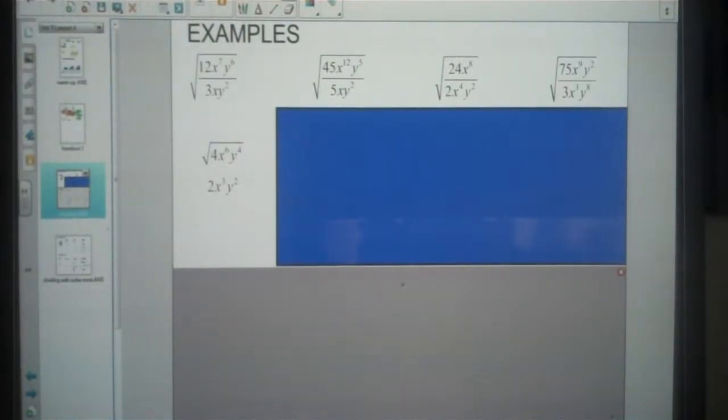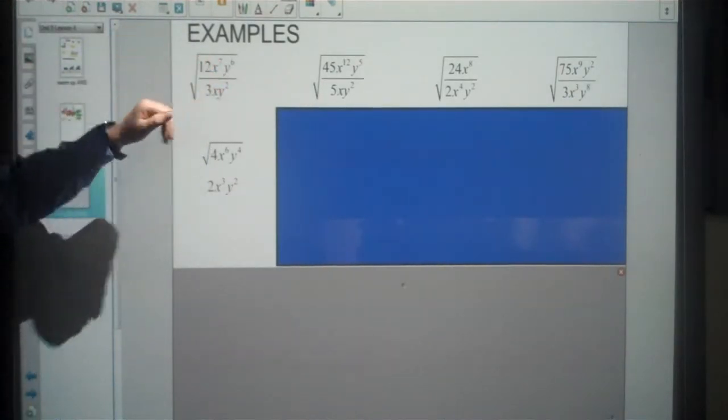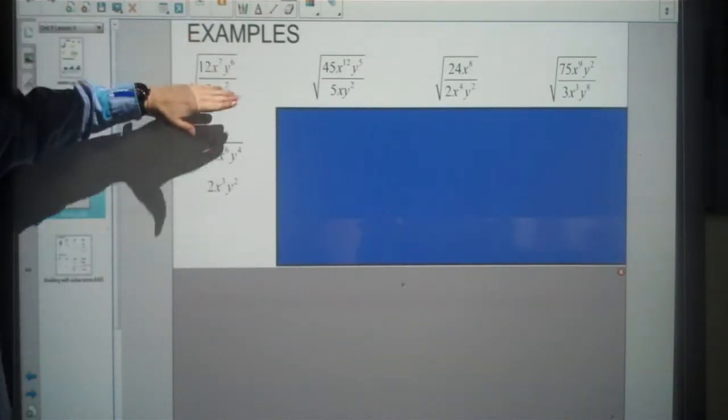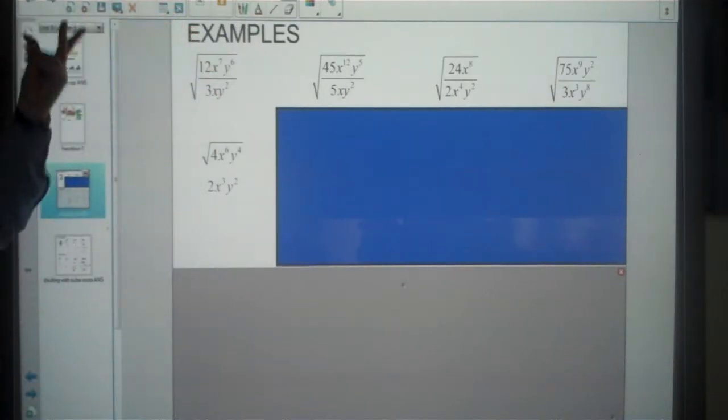Now we looked at multiplying, so we then extended this to dividing, just like we did with our exponents. So if we are dividing with radicals, first of all we're just going to simplify this quotient here, and then we're going to apply our rules for radicals to it.